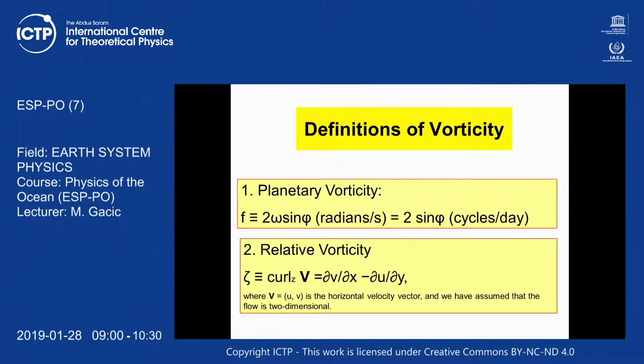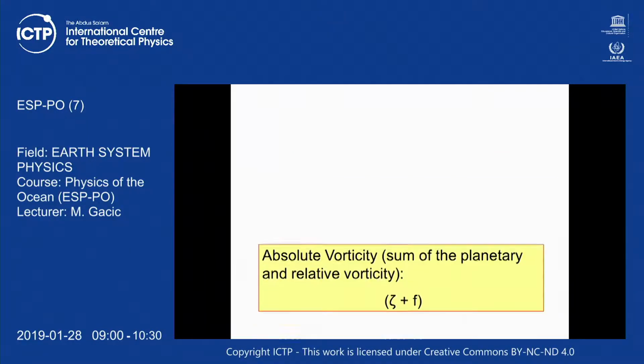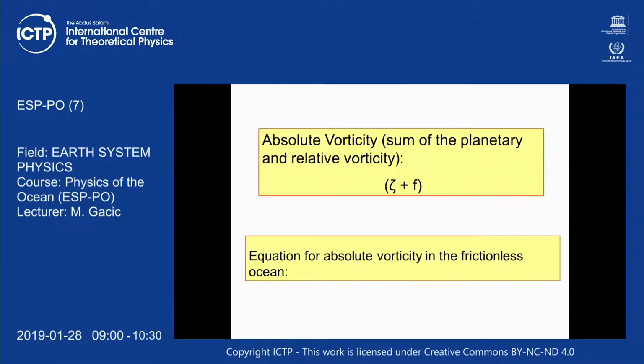So, as we have seen before, when we do these manipulations of the equations of motion, we obtain the planetary vorticity, which is equal to the Coriolis parameter, and the relative vorticity, which is defined here as the curl of the vector v. So the absolute vorticity is defined as the sum of the planetary and the relative vorticity. One is due simply to the position of the particle, at which latitude it is positioned, and the other depends on the horizontal gradients of the velocity.